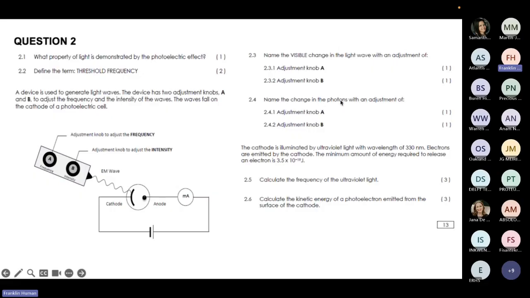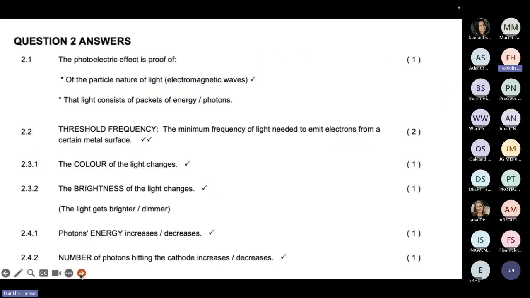So name the change in the photons with an adjustment knob A. So I've kind of given you the answer there. And then with adjustment knob B. So let's quickly go through to our answers. The photon's energy increases or decreases as we change the frequency. Why? Because light of a certain frequency will be light of a certain wavelength, will be light of a certain color, will be light containing photons with specific amounts of energy. There we go.